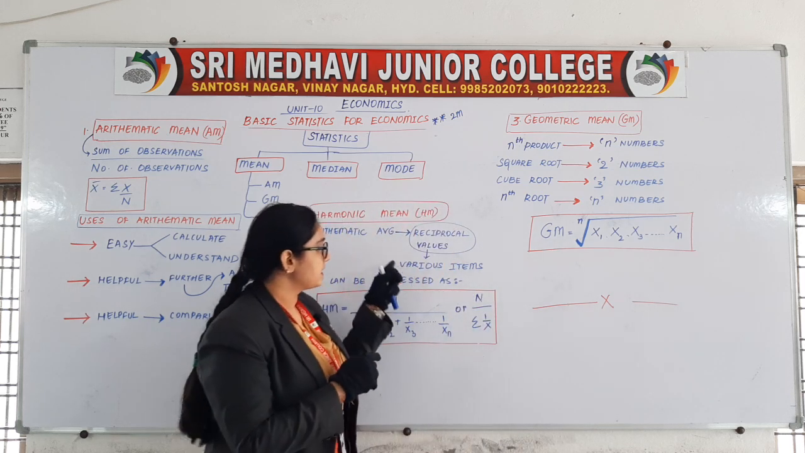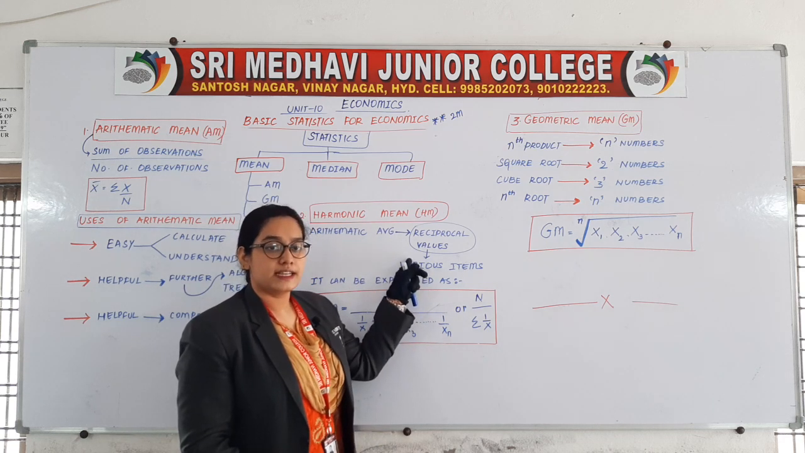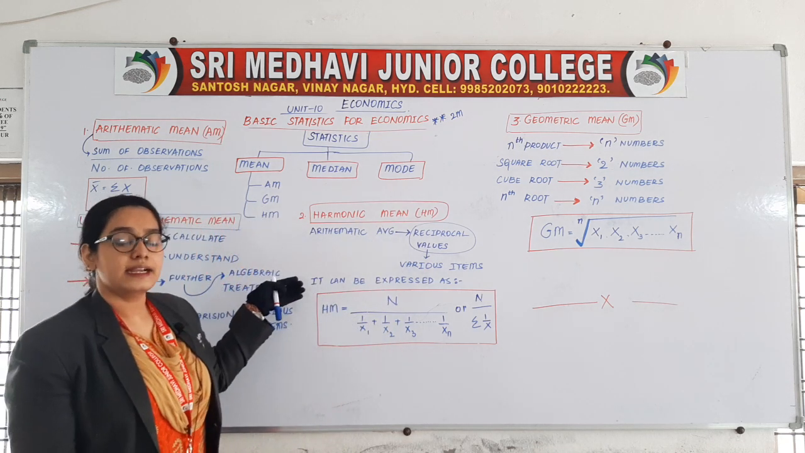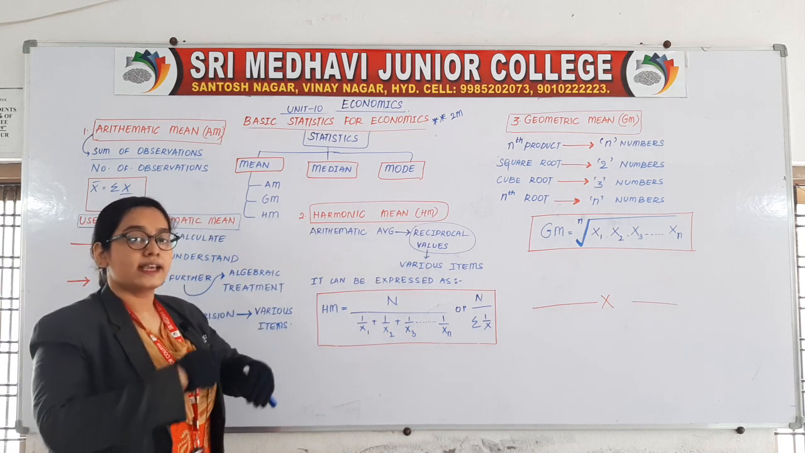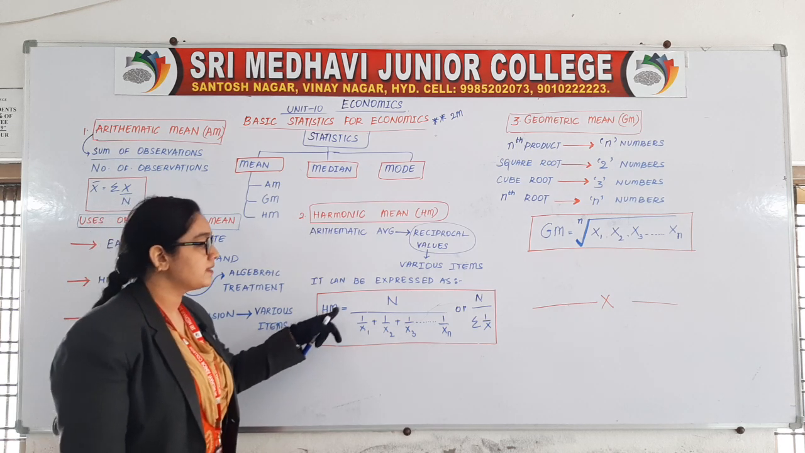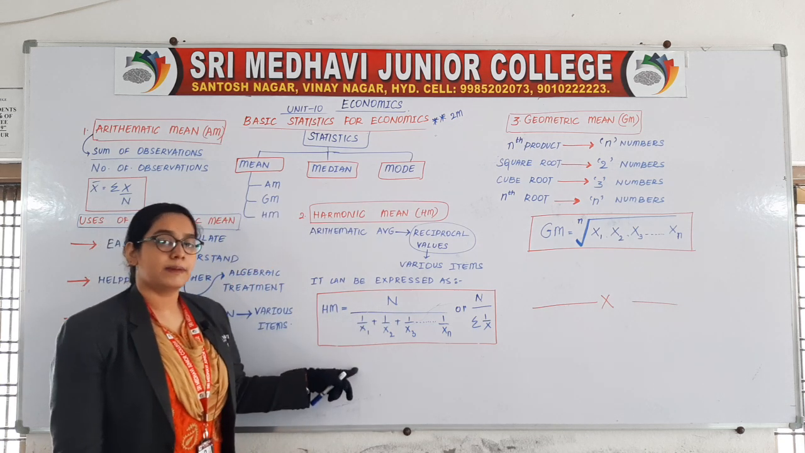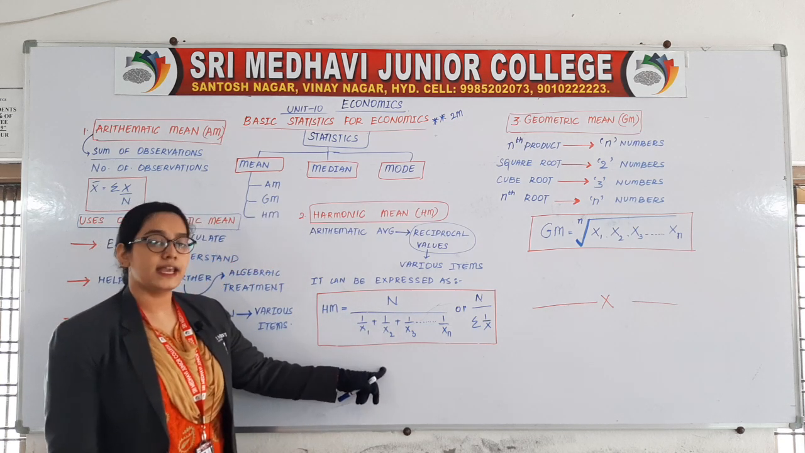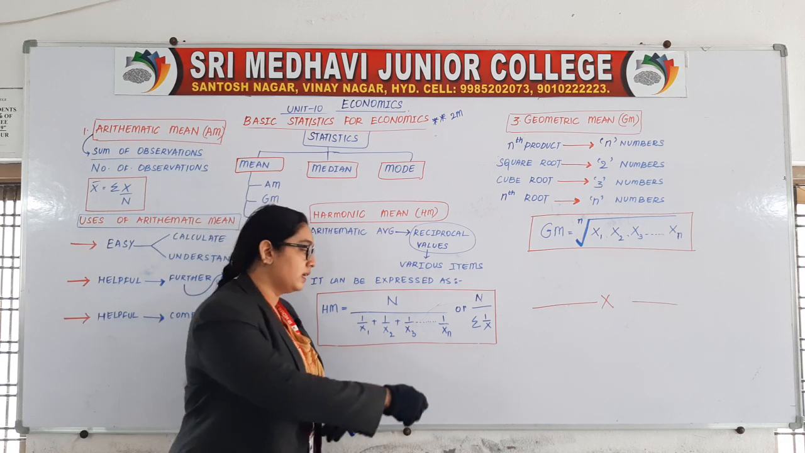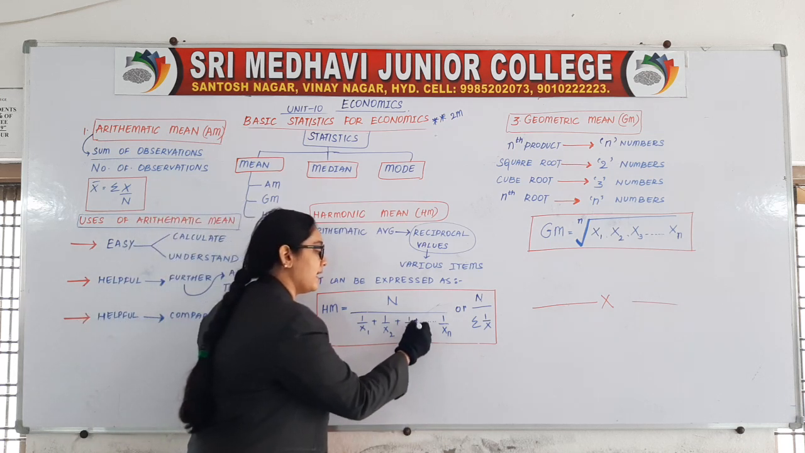So what is there here? We are taking the reciprocal of various items, that is harmonic mean. How can it be expressed? How to express harmonic mean? In this formula, HM is equal to capital N divided by 1 by x1 plus 1 by x2 plus 1 by x3 plus so on, 1 by xn.